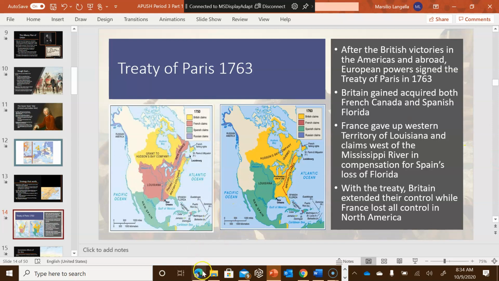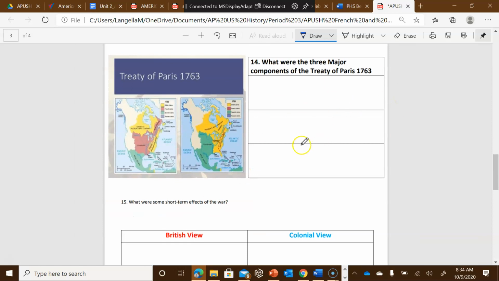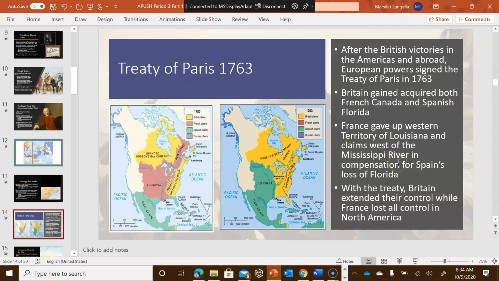So when you look at the worksheet, it talks about what were some things that were given up or happened because of the treaty. This is where you should be finding it, right here. The British gained, obviously, all the land in Canada, and they gained the Ohio River Valley. They also gained Florida. France, like I mentioned, had to give up the Louisiana territory to the Spanish. And the last thing it did was give Britain complete control over this entire eastern part of the New World. They were dominant in that area, right?